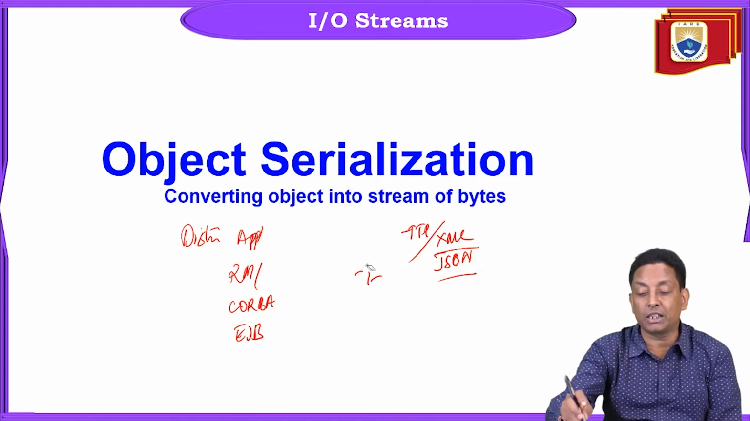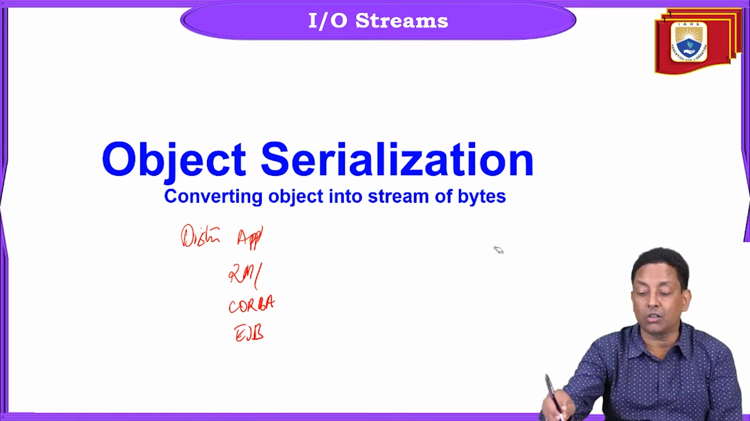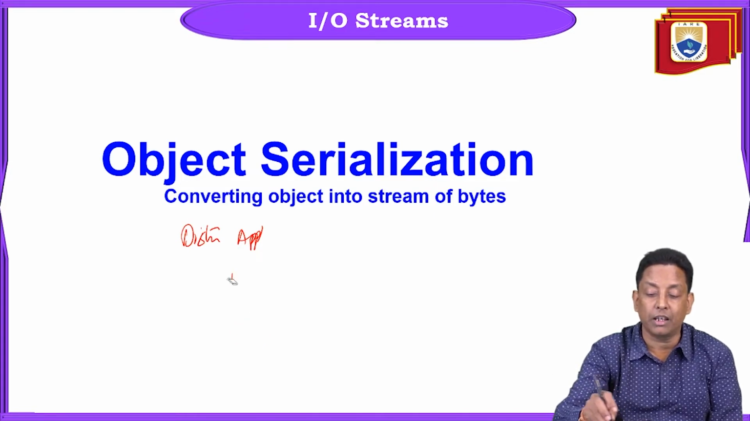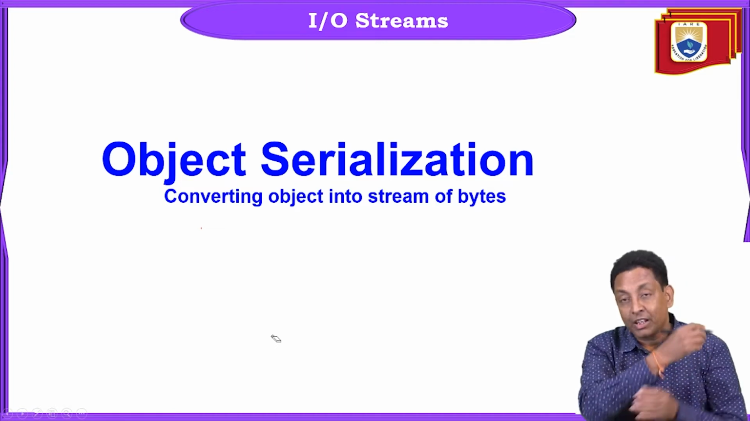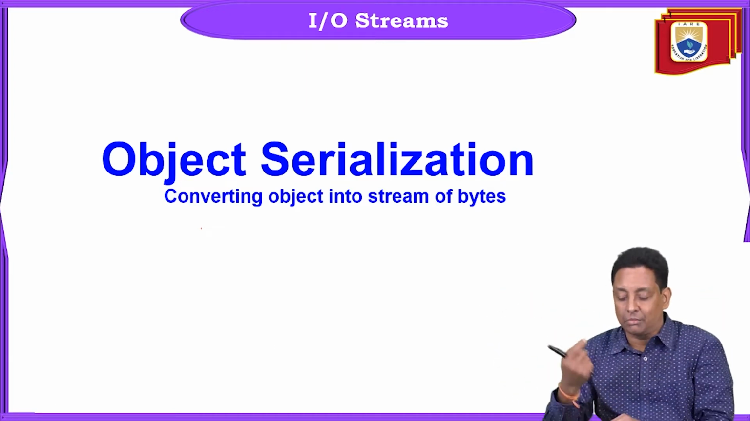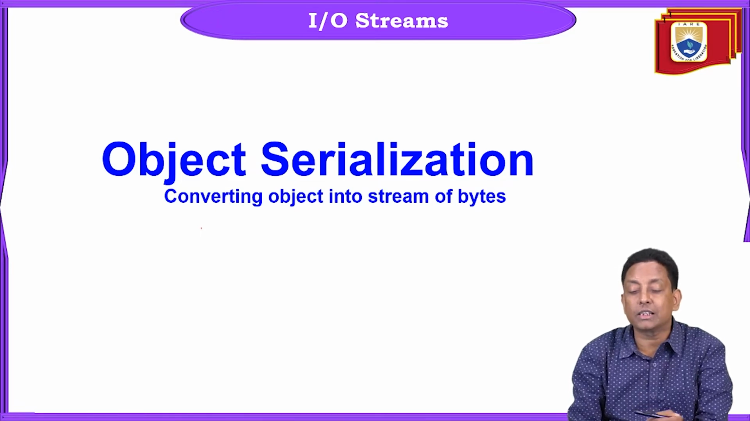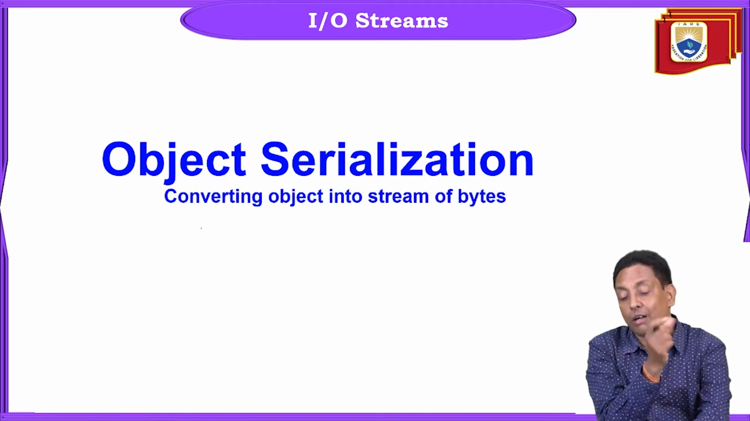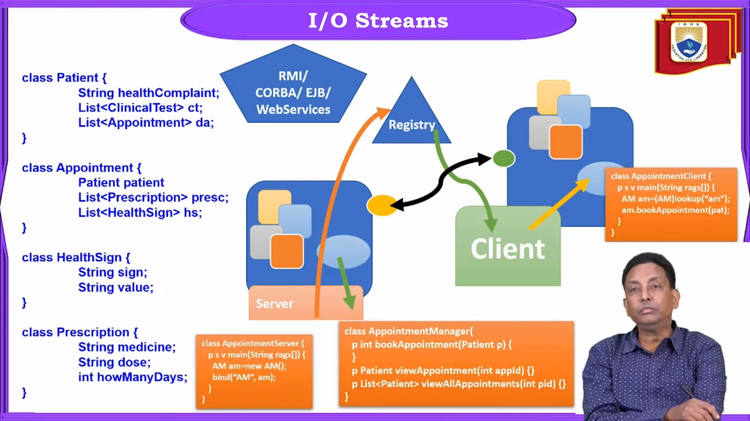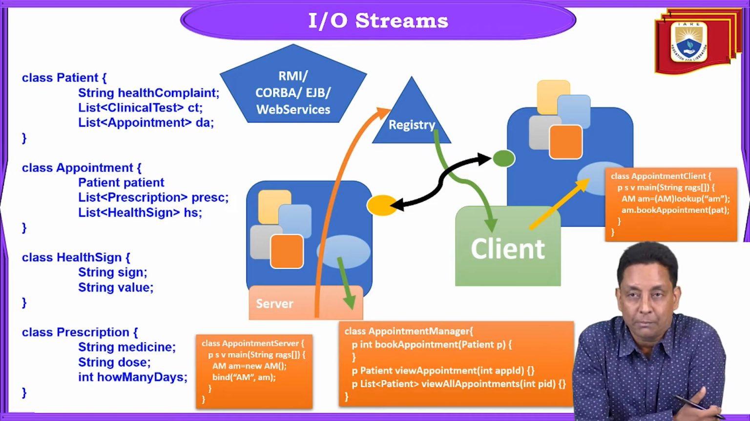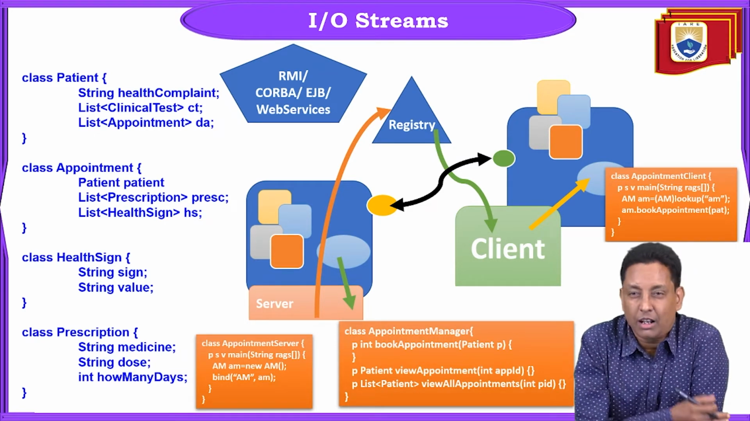But before web services, the traditional Java distributed technologies like RMI, Corba, EJB used this object serialization concept to send data from one machine to another machine. Now I am going to give you a demo on how an object is converted into a stream of bytes. Here is one small example on RMI, Corba, EJB.